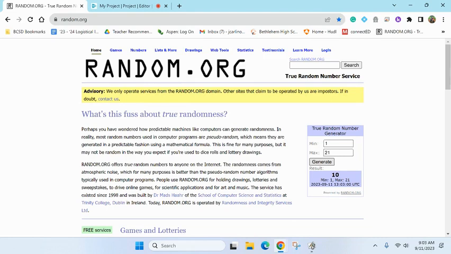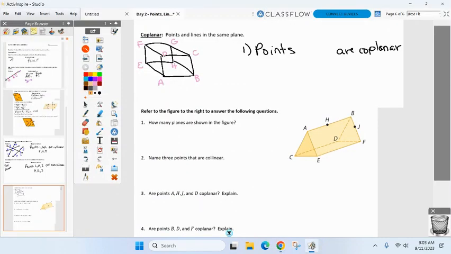Let's roll, Henry. ABC, yep. Henry has chosen the plane in the front. Let me highlight it for you right here. He's chosen that one. Yep, and ABC are on there. That's what coplanar means. Points all on the same plane.